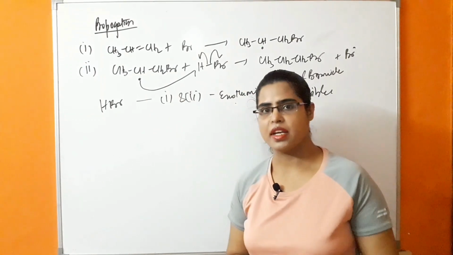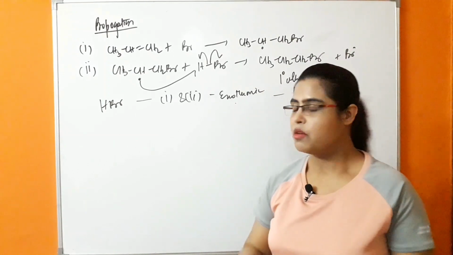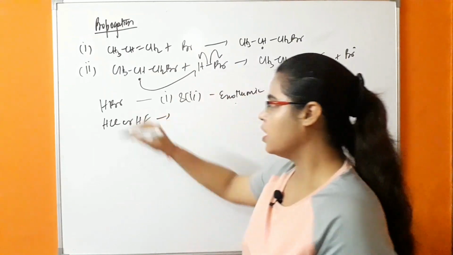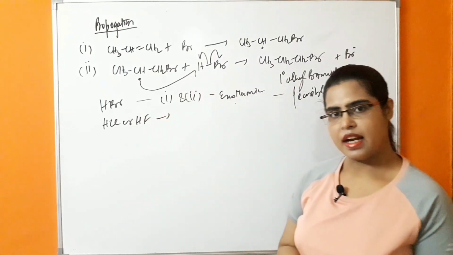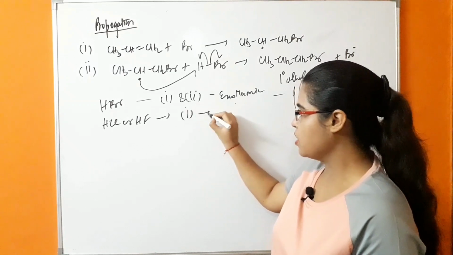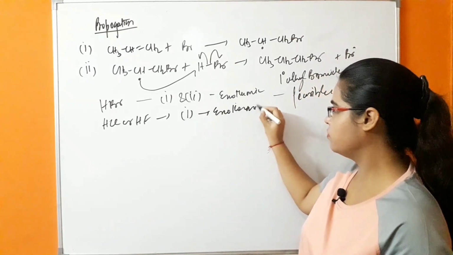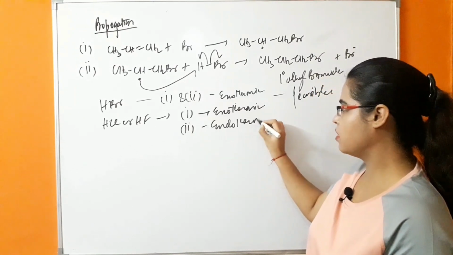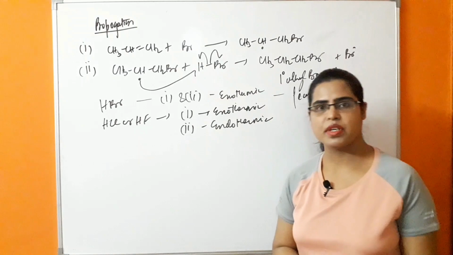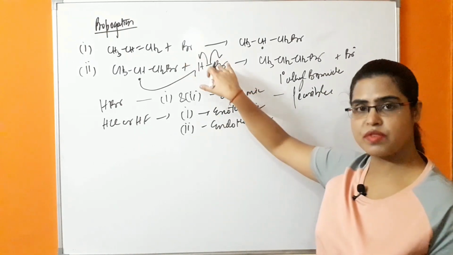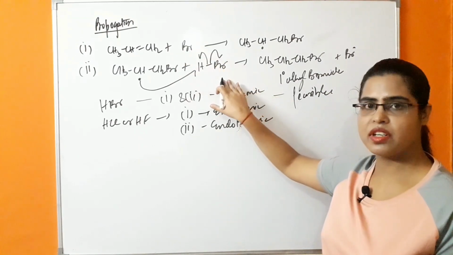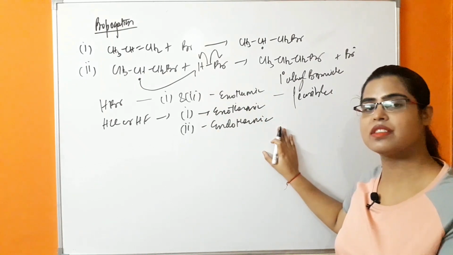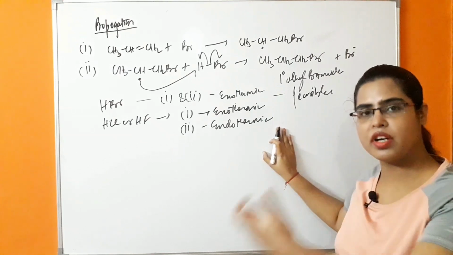That is, the free radical mechanism with HBr is feasible, whereas in the case of HCl and HF, the first step is exothermic, whereas the second step is endothermic. Why is the first step exothermic? It means the first step is feasible, but the second step of the reaction is not feasible, because it is an endothermic reaction. It means the energy is absorbed during the product formation.